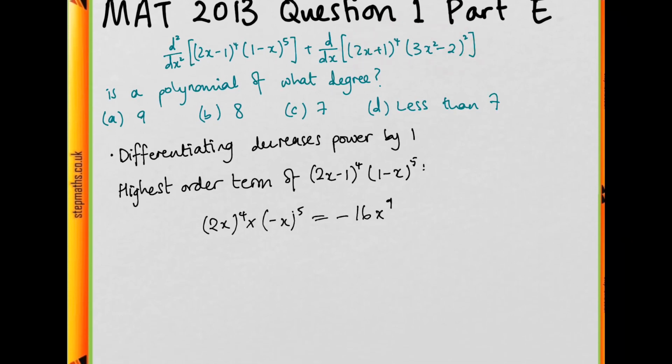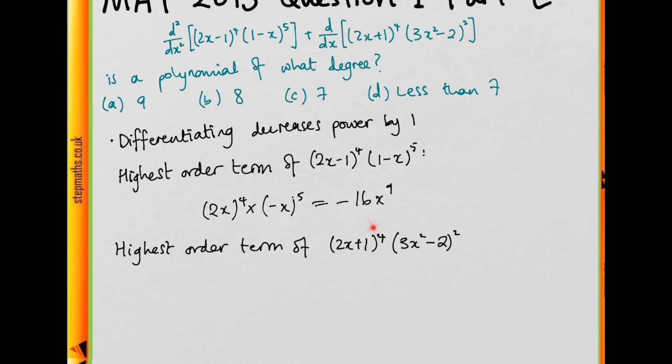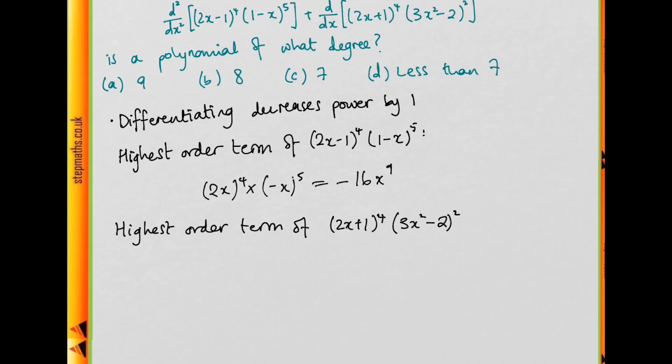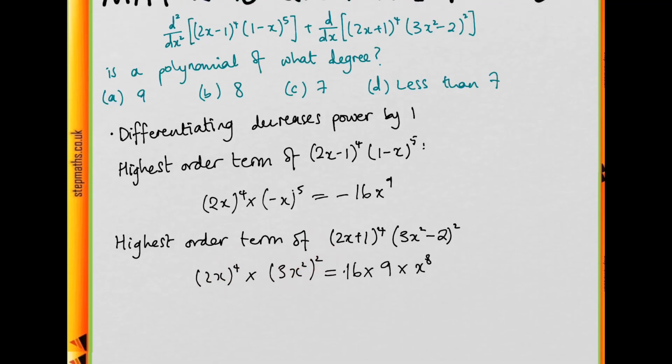And now if we look at this second bracket, from this first bit, the highest order we're going to get is the 2x raised to the power of 4. And then from this second bit, we're going to get the highest being 3x squared raised to the power of 2. So I'm going to get a 16 from here by raising 2 to the 4, and then 3 squared is 9. And I'm going to get x to the 4 from here, and then another x to the 4 from this bracket. So in total we have x to the 8.